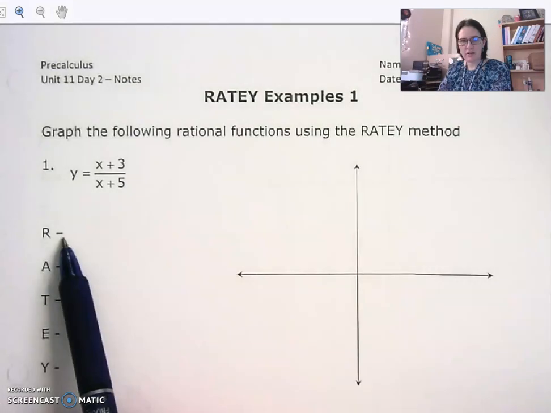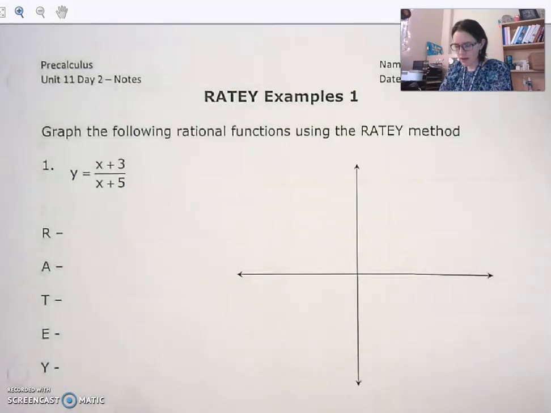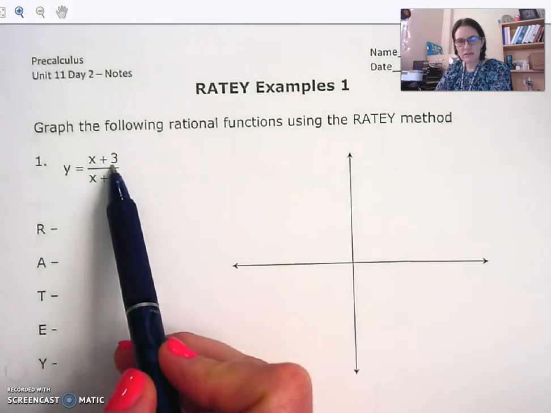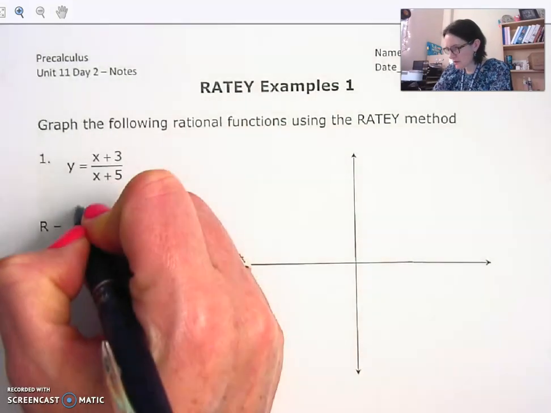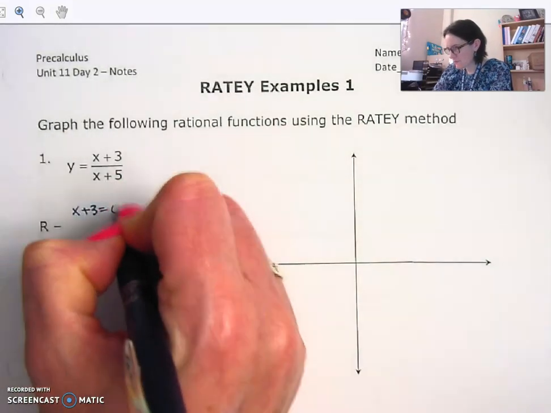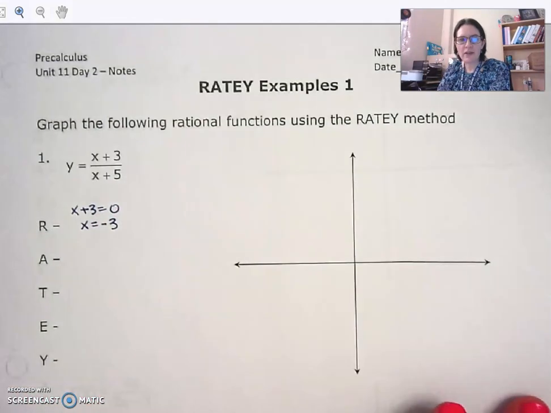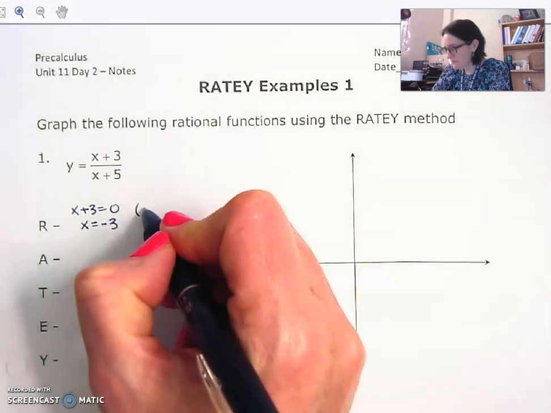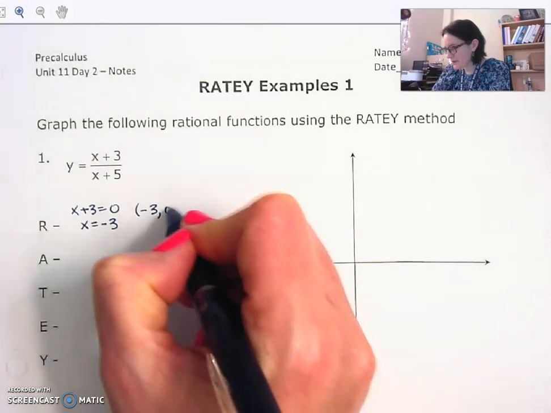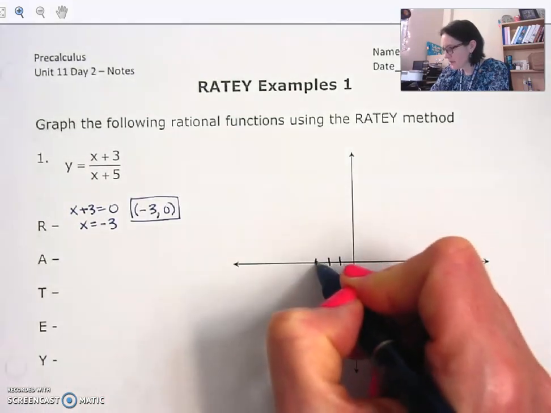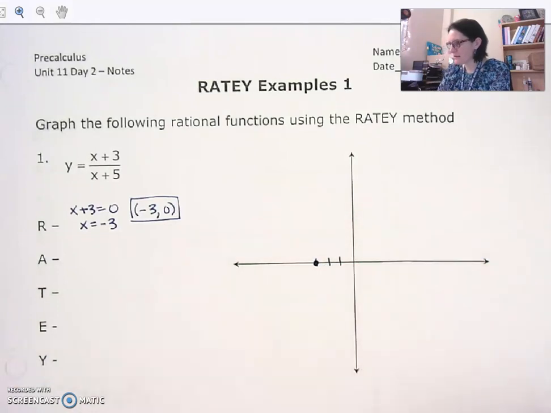So starting with R, the R stands for roots, and on your green sheet it says that's the solution to the top. It's the numerator. So just take your numerator, set it equal to 0, and solve it. So x equals -3, and then this is a point in ordered pair, so I'm going to write it like that. X is -3 when y is 0. I'm going to put that on my graph here.